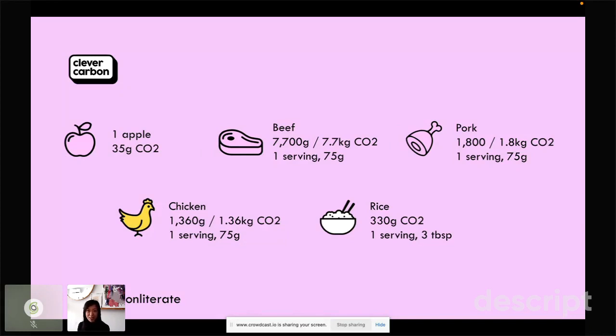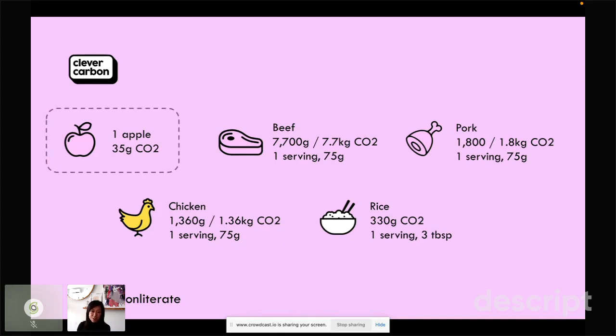And rice is actually pretty high when it comes to carbon footprint for something that's plant-based. And that's because when rice paddies are flooded, methane is produced. And as a result, it has a higher carbon footprint. So eat every single little grain of that rice because it has a footprint, okay?